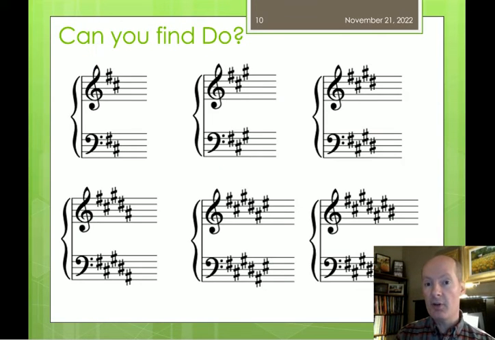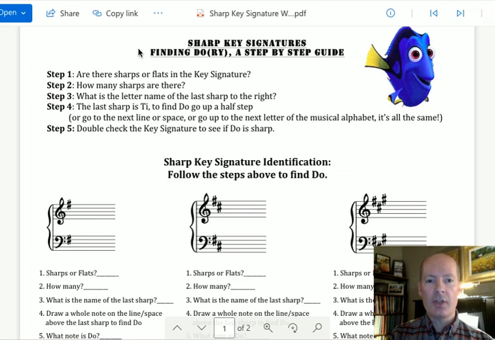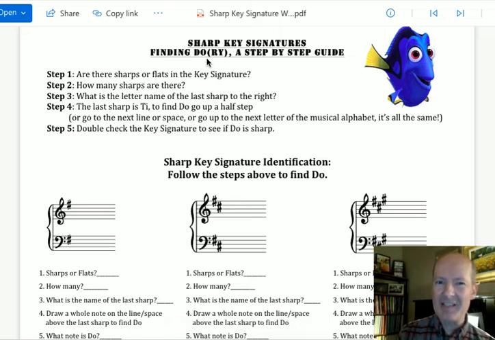So can you find do based on these key signatures? Hopefully so. You're going to get some practice right now. You will get a theory worksheet called Sharp Key Signatures, Finding Do, Re, a step-by-step guide. And here's how you'll complete it.